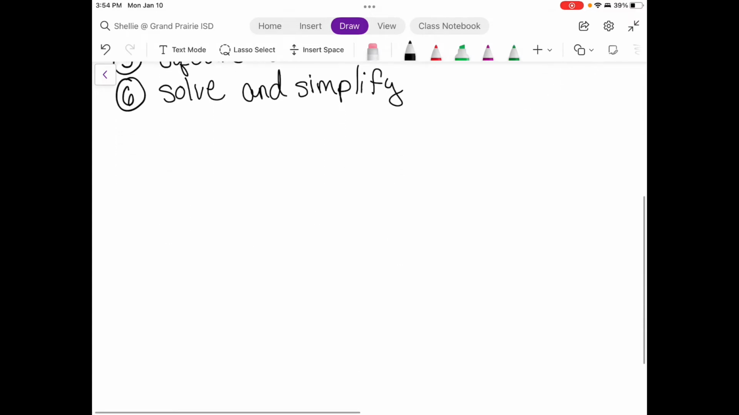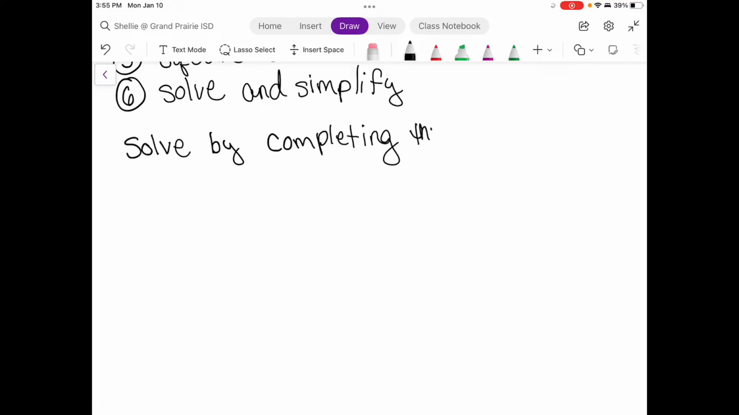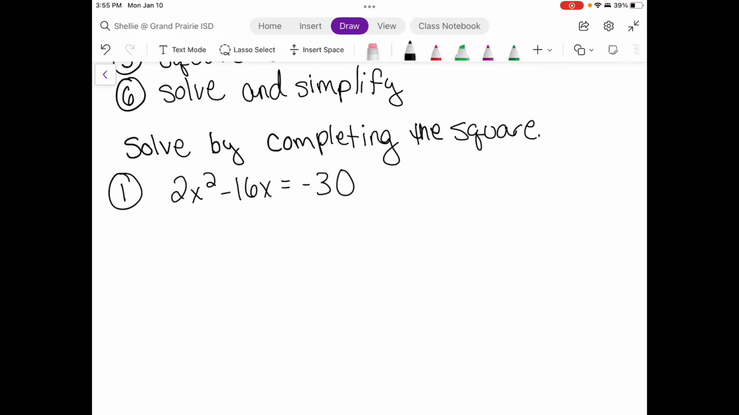So let's see how these steps work. What it'll say is solve by completing the square, and of course we're going to follow those directions. So let's look at example 1. Let's say we have 2x squared minus 16x equals negative 30. The first thing you want to do is make sure this is equal to the constant, and it is equal to just the constant. So this is already in the form that I need it in.